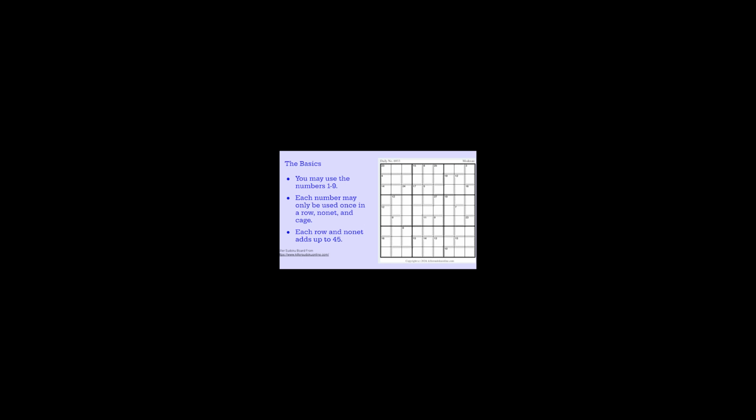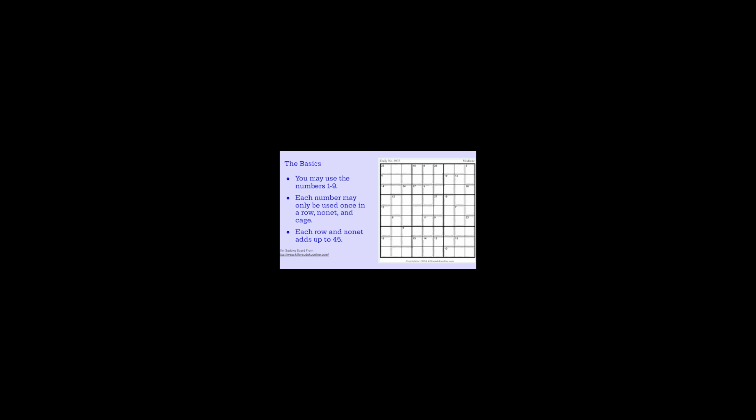areas. So 1 through 9 can only be used one time in each row. So that's those rows that go up and down as well as side to side. They can only be used once in each nonet. Those nonets are those smaller boxes that are 3 by 3 that you see inside this bigger overall puzzle.